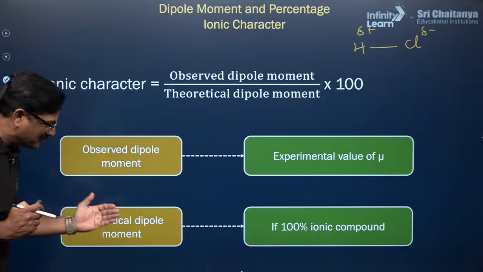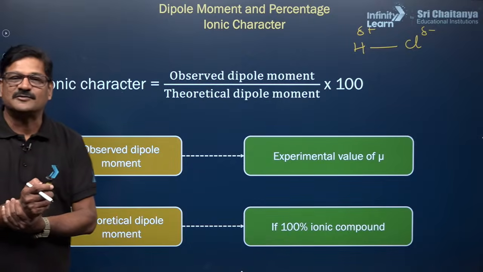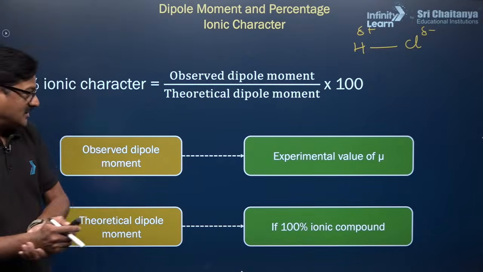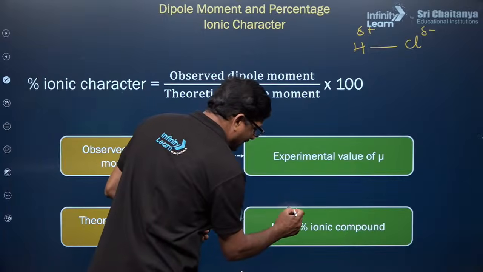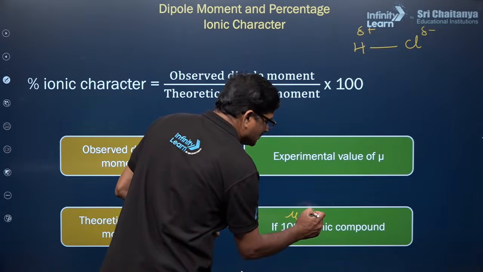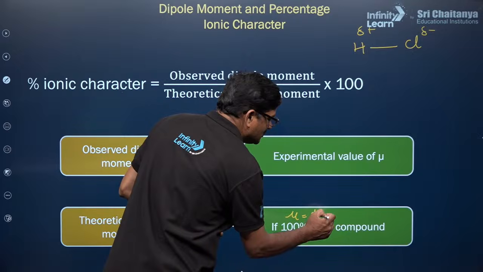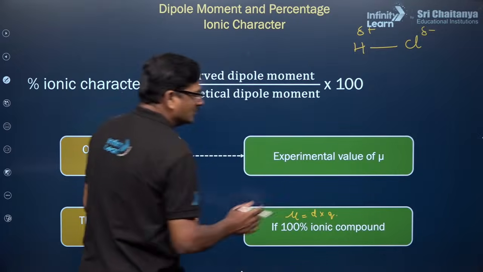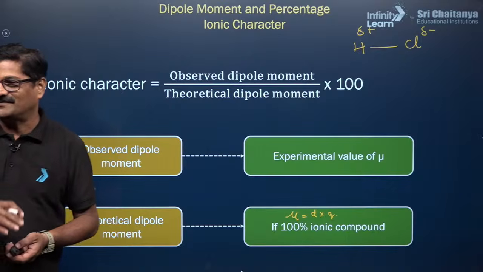And the theoretical dipole moment means it is considered to be 100% ionic in nature, and that can be calculated. Mu is equal to distance and charge. You can do this. You have to calculate.